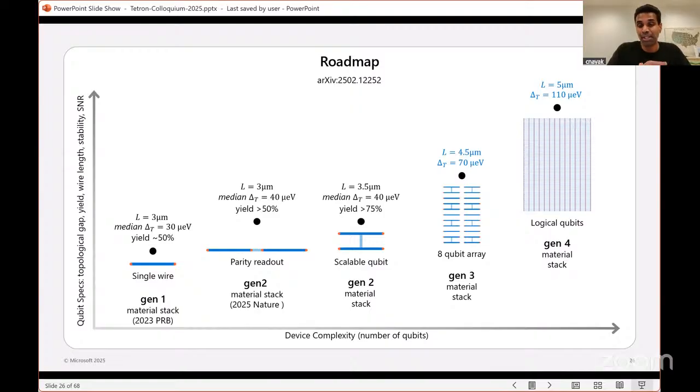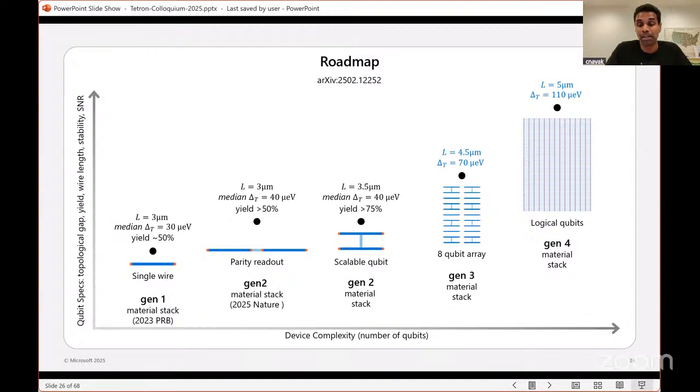We have actually an 8-qubit device. We have multi-qubit devices, and then in the long run, we're going to be looking at devices with hundreds of qubits, to make up logical qubits. But at the same time, as we go through device complexity, we also need to improve the qubit specs. The number one lever for us is the topological gap, the size of the gap in the topological phase. But there are related things like the yield, which is the fraction of devices that actually have a topological phase, or that work in some sense.